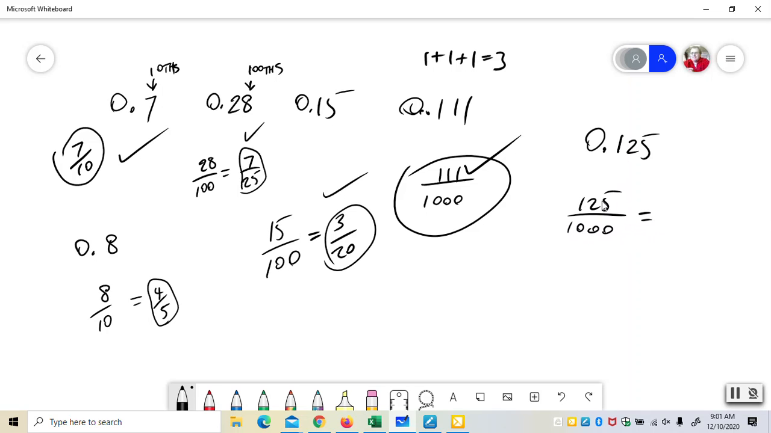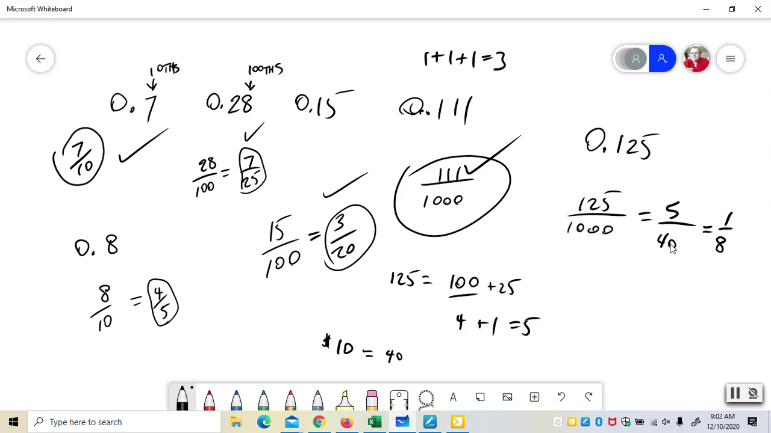Last, 125 over 1,000. It's clear that 25 will go into this, and I'll show you an easy way to do it. 125 equals 100 plus 25. So that's like $1, 4 quarters, plus another quarter is 5 quarters. That's how many times 25 goes into it. 1,000 is like $10. 4 quarters goes into each, so that's 40 quarters. And that can reduce even further to 1/8. So 5 goes into itself once, 5 goes into 40 8 times.